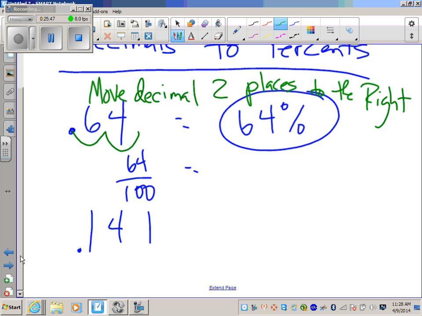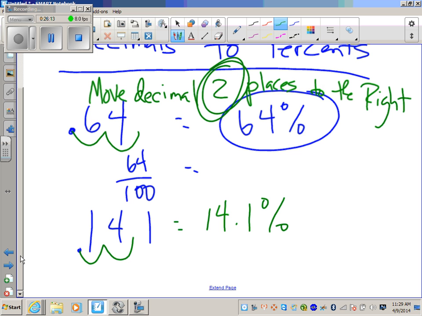Okay. Can you count to 2? Do you know your right from your left? 1, 2 equals. Can I have a point and a percent at the same time? Sure you can. But you always have to move 2! Right! Don't make up your own rules. Because there's 3 digits here, you're going to move it 3 places? Doesn't make any sense.